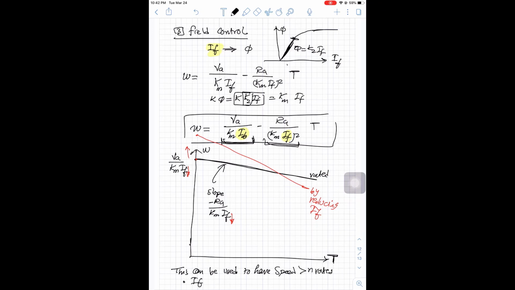And because we are reducing IF, they call this field weakening. We call this technique field weakening because you are weakening the field, you are decreasing the field. Decreasing the field will give you a speed higher than rated. So for the field control, we will reduce the field, we will take the field down, and taking the field down will give you an overspeeding. Overspeeding means your speed can be more than N rated, and this is totally fine because N rated is not the maximum mechanical speed that you can go.